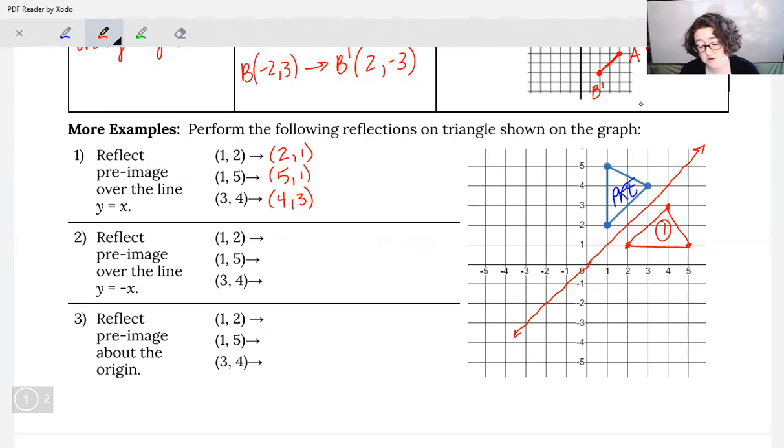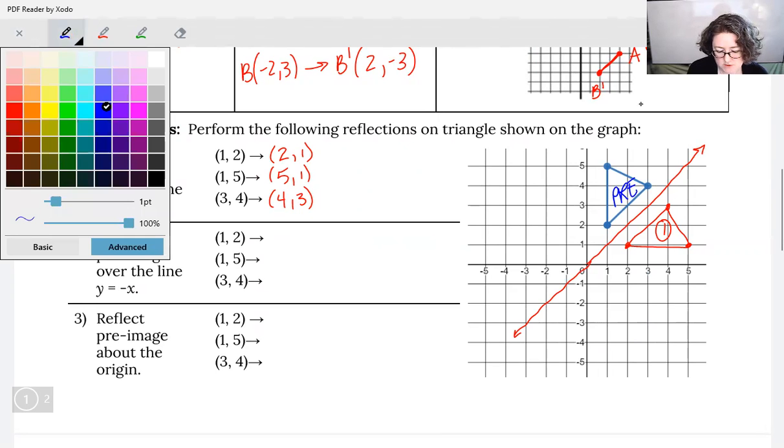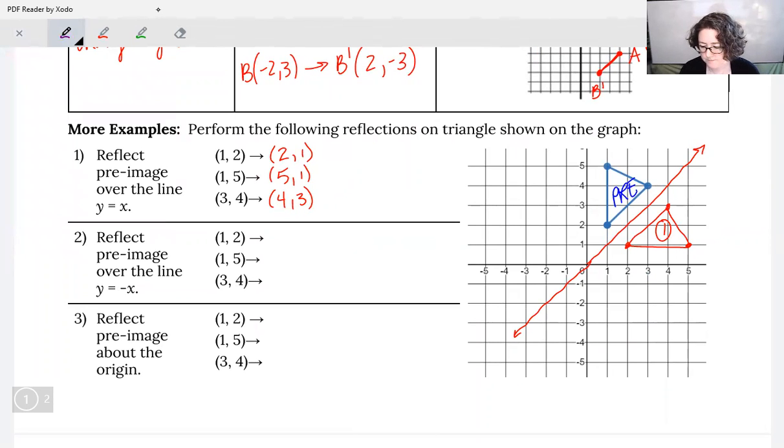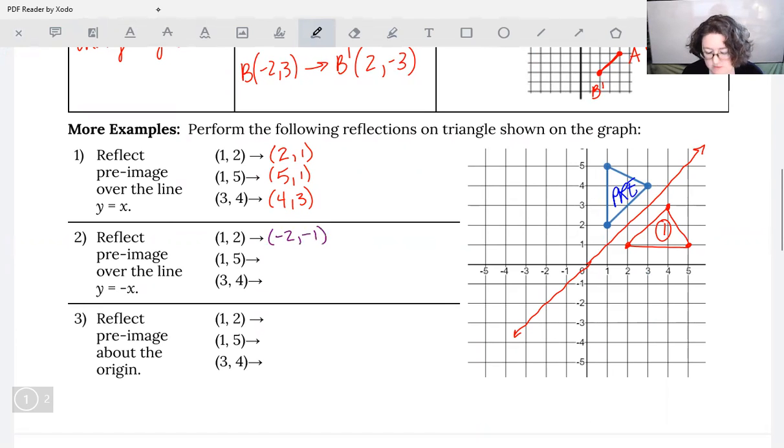Okay, what did we do for y equals negative x? Again, we did two things to those x coordinates. Okay, so not only did we flip-flop the order of the x's, but we also changed the signs. So our point (1, 2) is going to become the point (-2, -1). Flip everything for this line. So (-5, -1), (-4, -3).